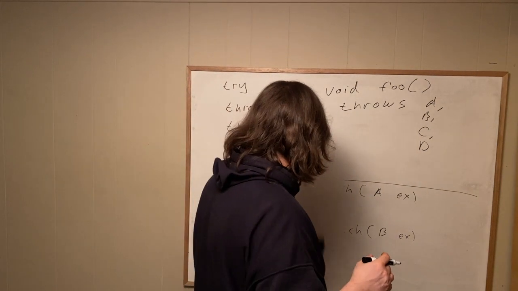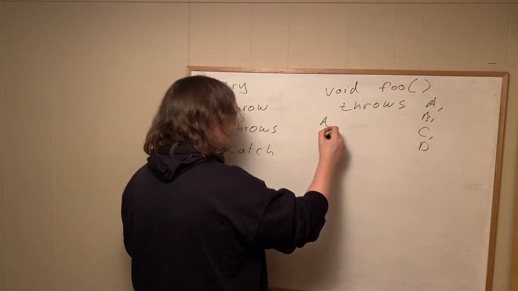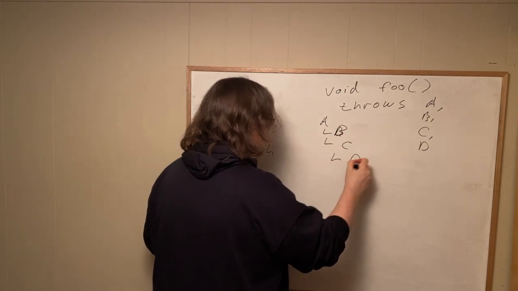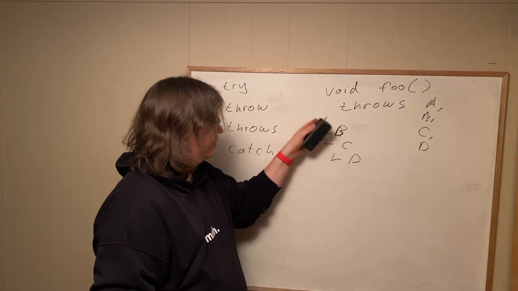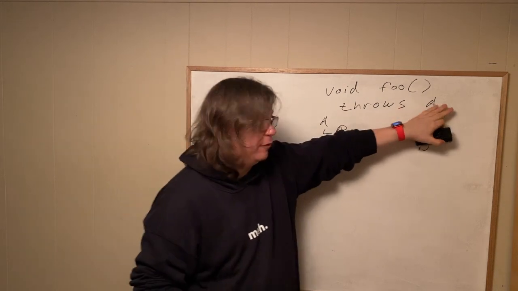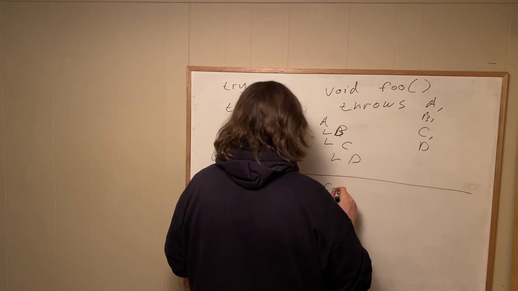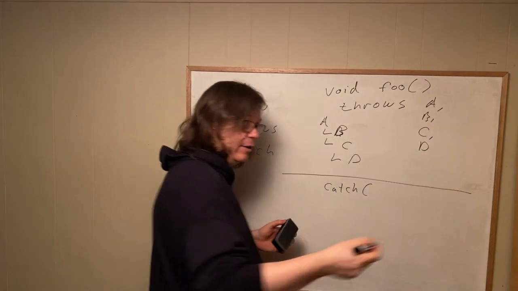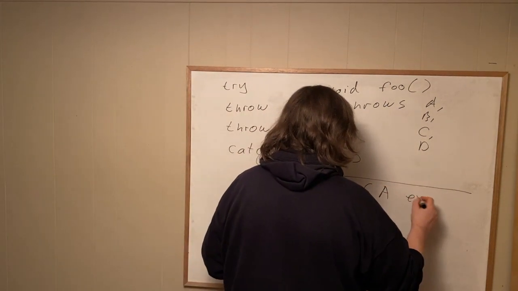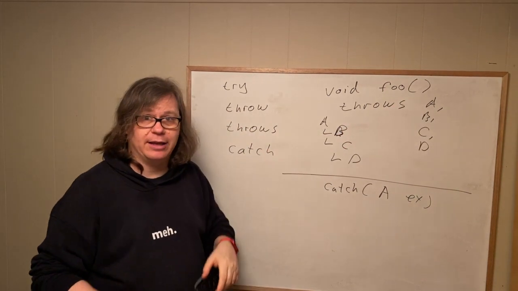If the classes are in a hierarchy like this, so D extends C, C extends B, B extends A, we can still list it like this. Perfectly fine. We might have a reason to. We could just list A if we wanted to. That's perfectly fine too. When we do the catch now, we have choices. We could catch A, B, C, or D. We could also simply catch A, and it will catch D, C, B, and A because they're all extended from one another.